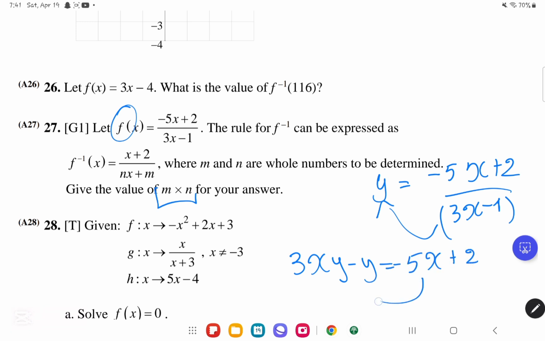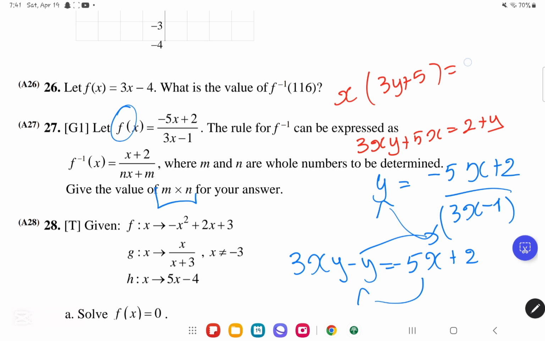Bring everything that has x to one side. So now you have 3xy plus 5x is equal to 2 plus y. You're going to take out x as a common factor. So now it is x(3y plus 5) is equal to 2 plus y, and then divide both sides by 3y plus 5. You will get that x is equal to (2 plus y) over (3y plus 5).